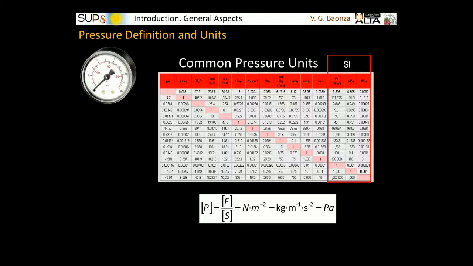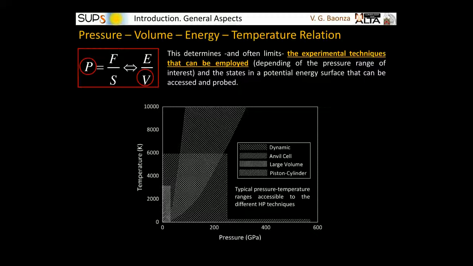But most of the knowledge and the thinking about high pressure recalls not the force over area definition, but just to realize that pressure can be understood as energy over volume, okay? So that will determine a lot of problems or limitations in high pressure studies. Why? Because the amount of energy that we can put in a system is limited, or almost limited. So if we want to study large volumes, the pressure that we will reach will be lower. So not all the techniques can be used to study different phenomena.